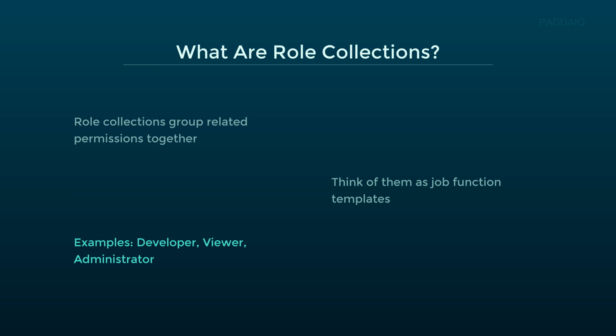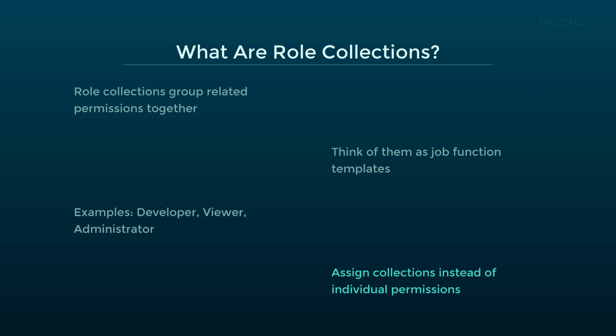Examples: developer, viewer, administrator. These are predefined sets of permissions for different job functions. For instance, a developer role allows creating applications, while a viewer can only read data. This ensures users have appropriate access to perform their duties without unnecessary privileges. Proper role assignment is essential for maintaining security and efficiency in your SAP BTP environment.